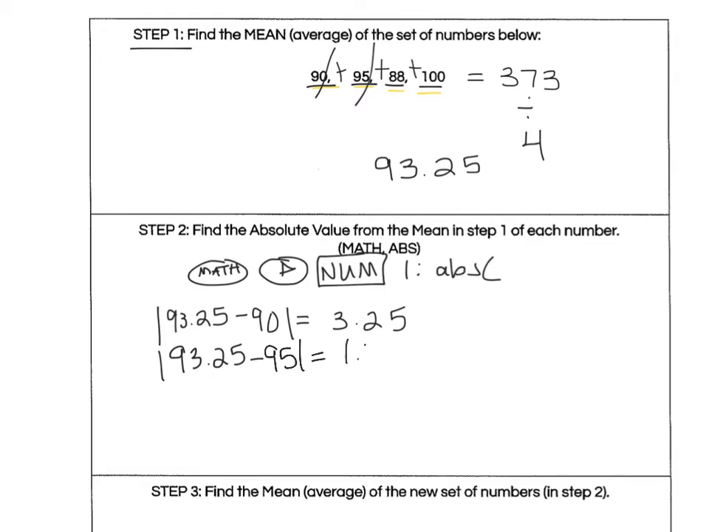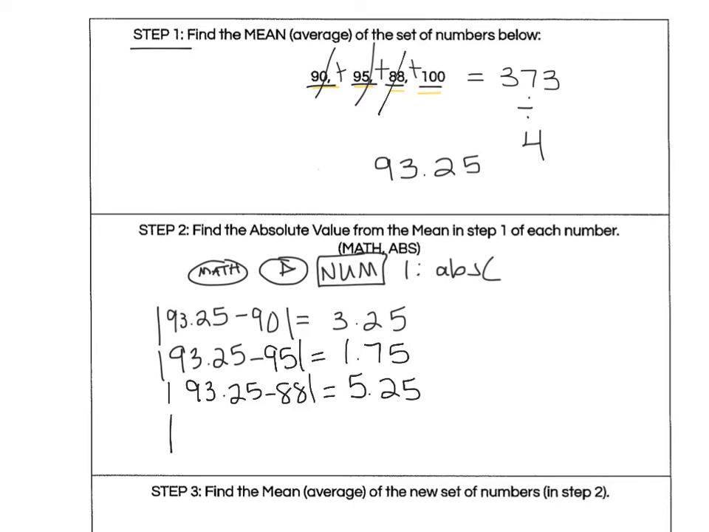And I get 1.75. And I'm going to go through the next one. So, 93.25 minus 88. So I hit second enter, I arrow over, and I hit 88. And it's 5.25.